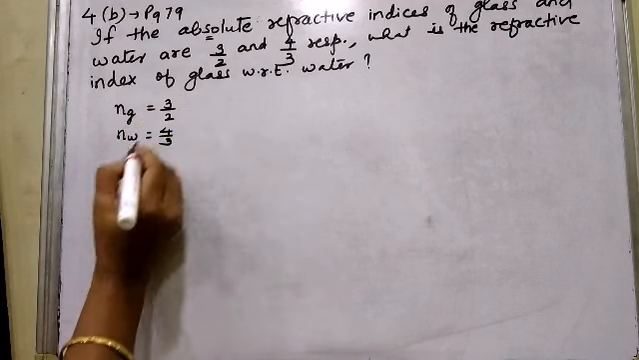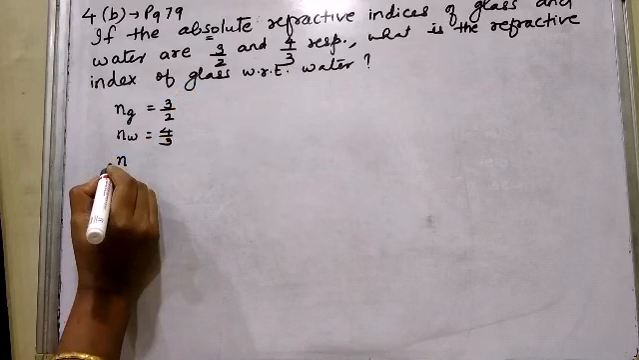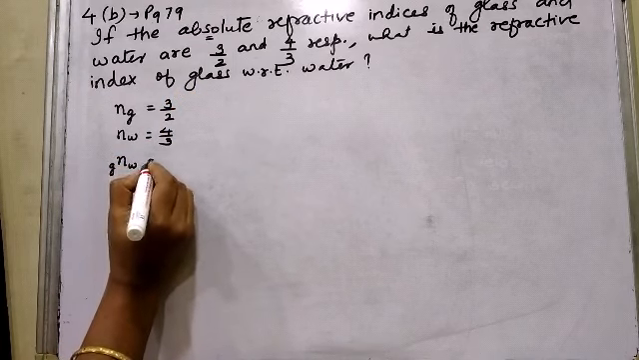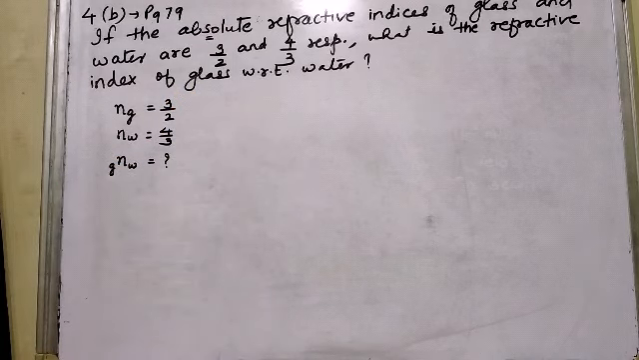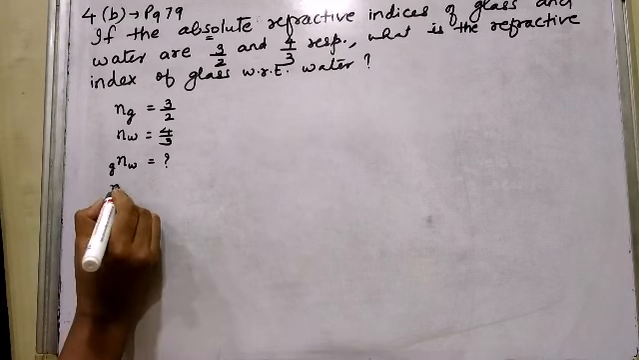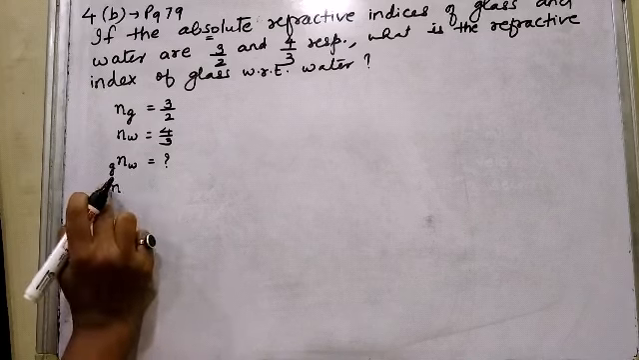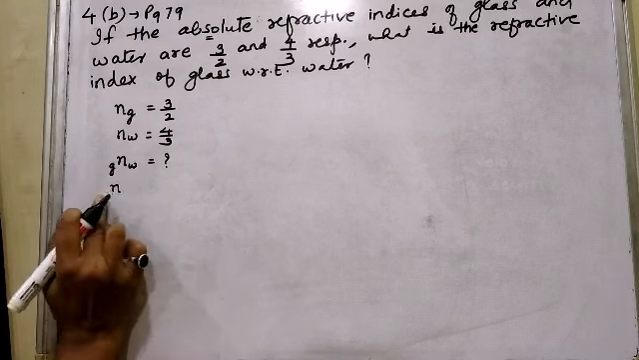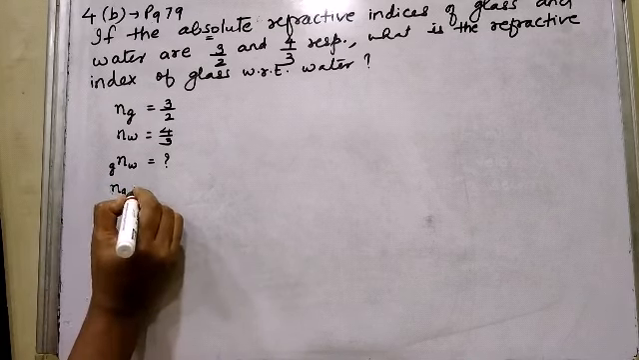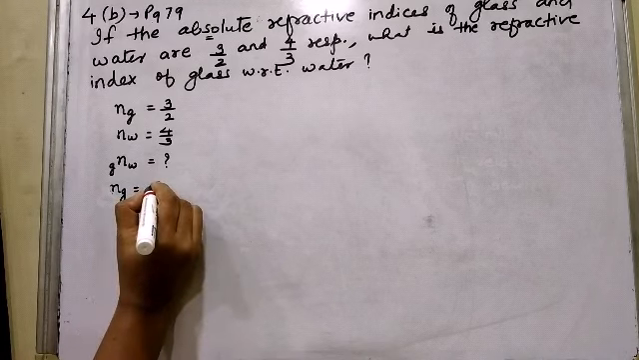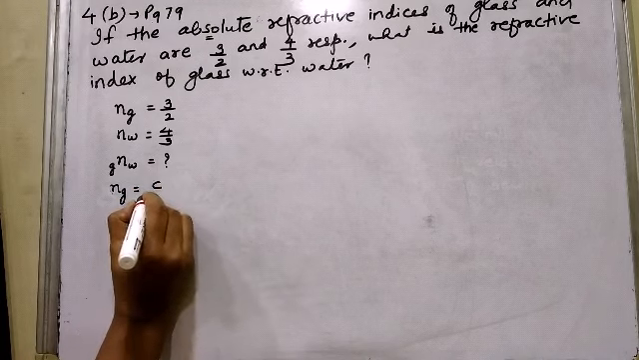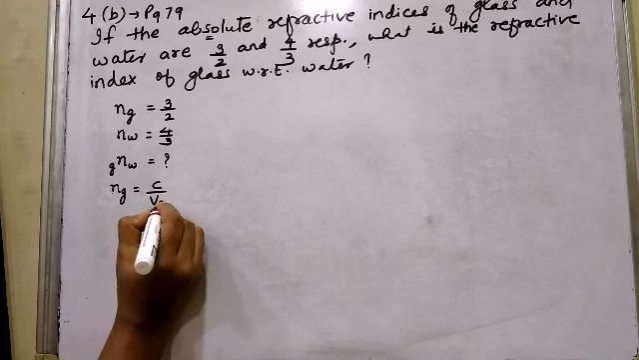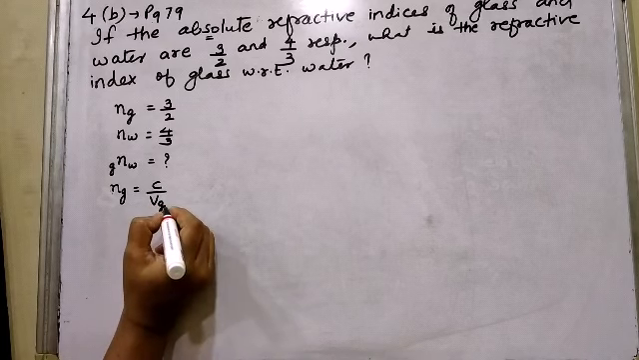What is the refractive index of glass with respect to water? So this is to be calculated, right? Now, absolute refractive index of glass will be equal to velocity of light in air or vacuum divided by velocity of light in glass, that is Vg, right?